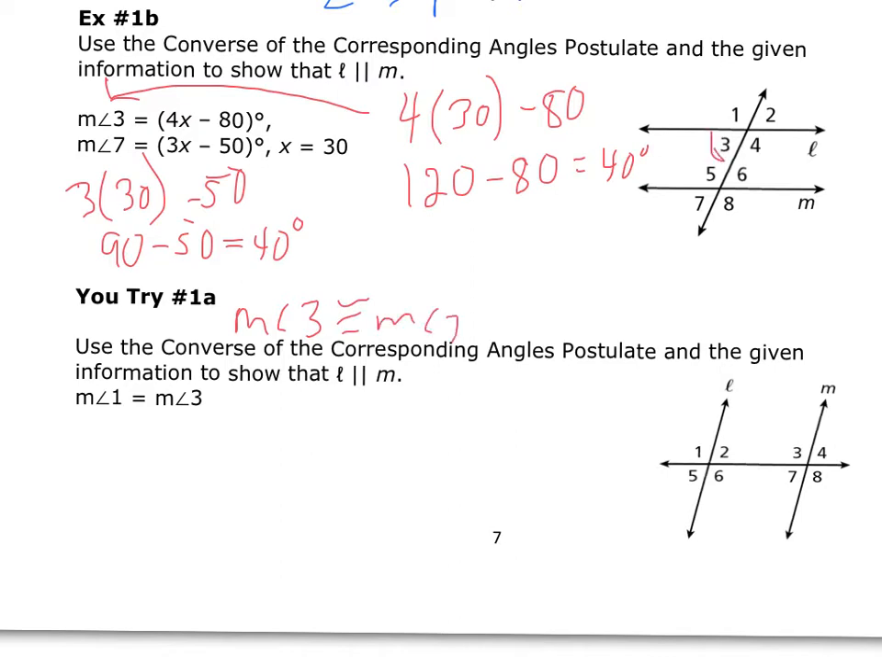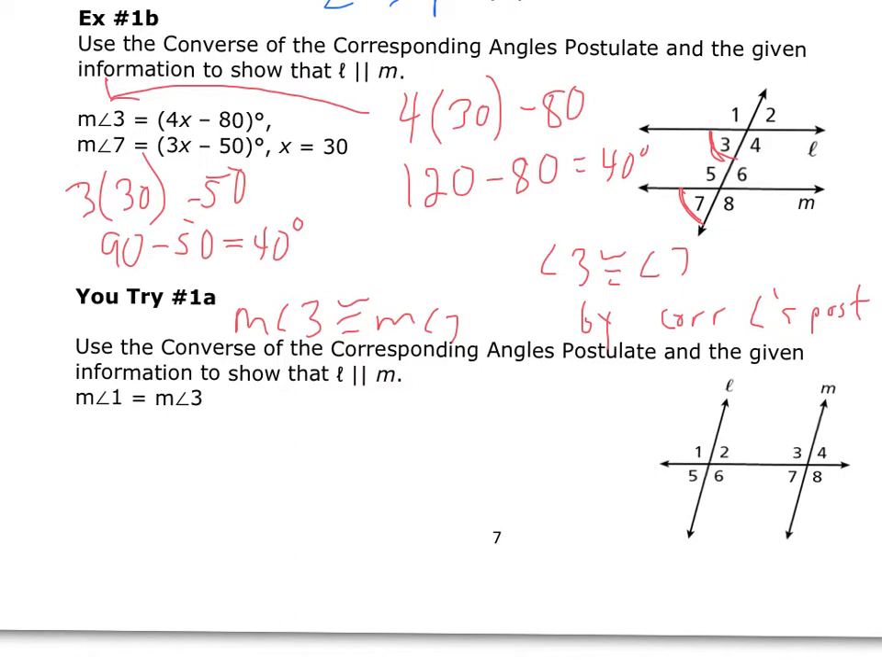Let's mark that on our figure. What kind of angles are those? Those of course are corresponding angles. So we know that angle 3 is congruent to angle 7 by the corresponding angles postulate. Sometimes you just have to show through your math that they were corresponding, and then it kind of proves itself.